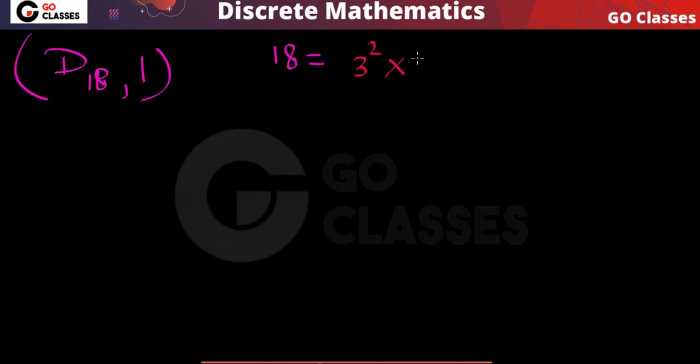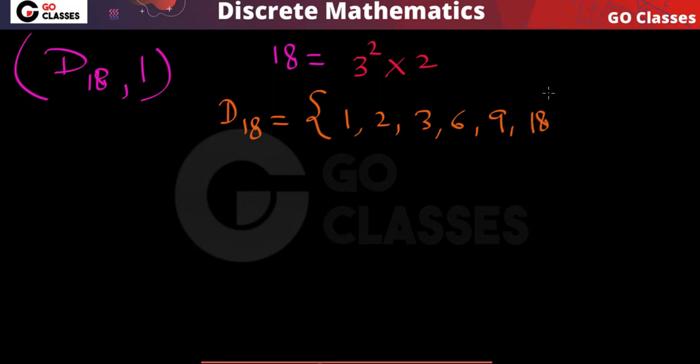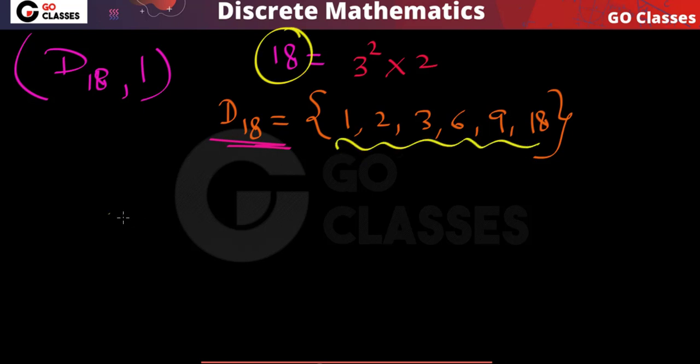You can take, for example, D18 with the divides relation. Okay, so let's analyze this. First, you write the prime factorization of 18. That is 3 square into 2. This is the prime factorization of 18. So what is D18? D18 will be 1, 2, 3, 6, 9, 18. D18 is the set of all divisors of 18. So these are the divisors of 18.